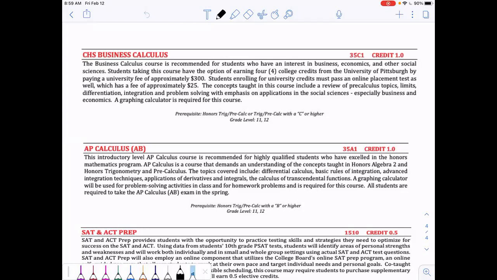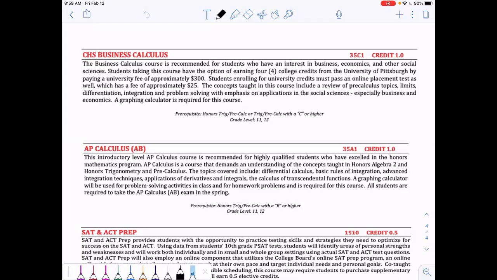Business calc is not quite as rigorous. Students coming from regular trig and pre-calc can also take that class. It doesn't contain the trig portion that AP Calc contains. So that's the biggest difference. AP Calc has trig. You have to know all of the trig functions. You have to know the unit circle. You have to know identities, which we'll talk about in the next chapter.